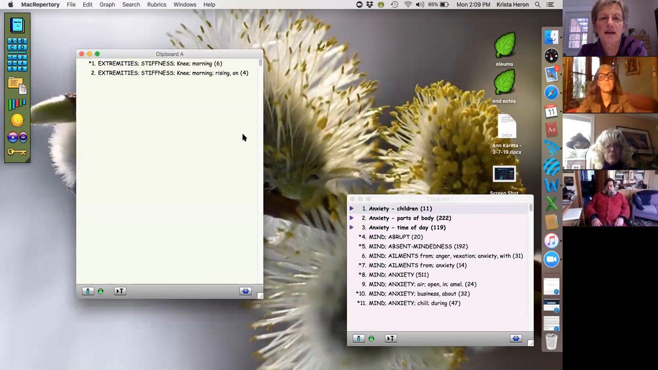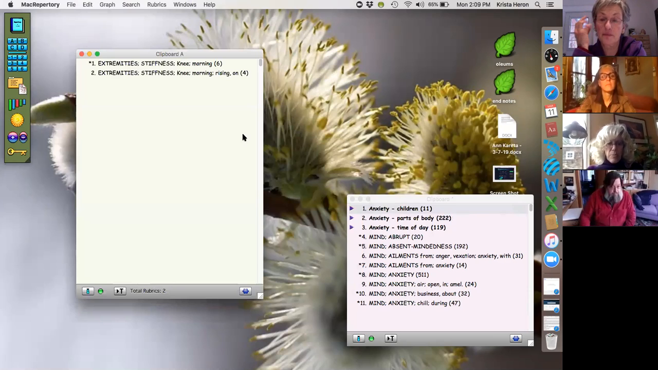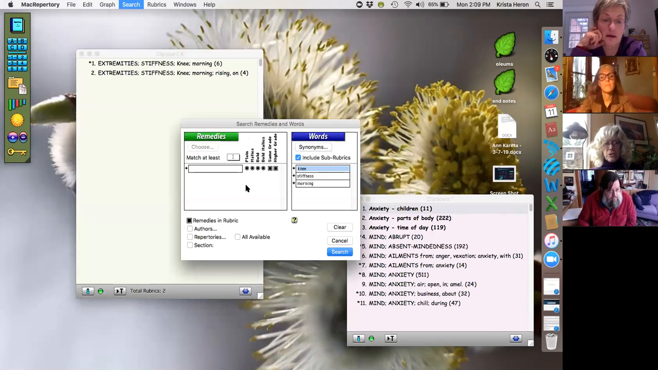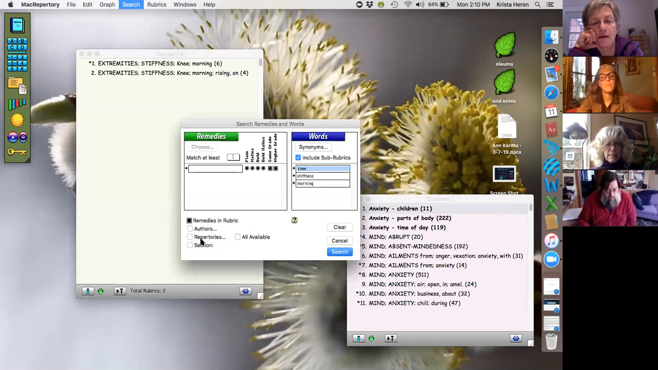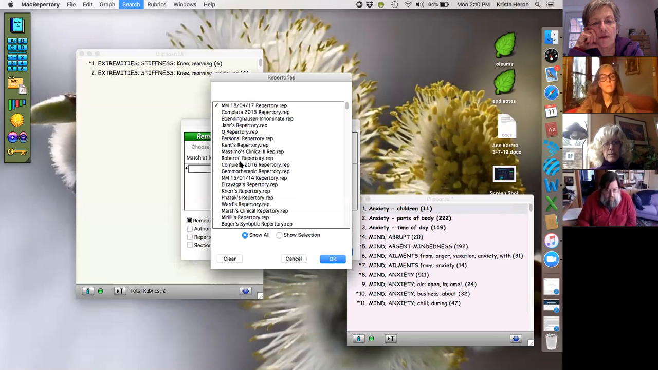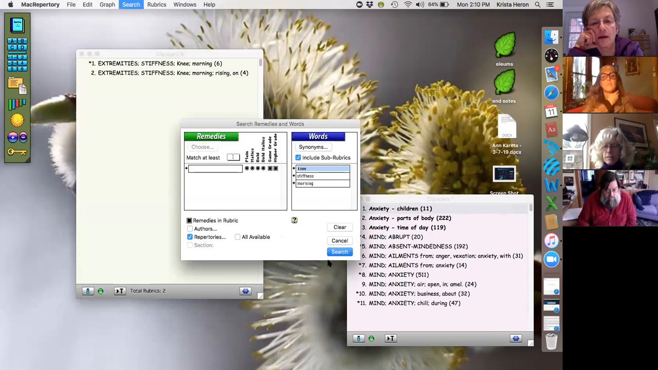You get 2. Now, if you were using Complete, you'd probably be getting a whole lot more rubrics, because at this moment we're limited to just Massimo's repertory. But you can change that. If you go back to the search and you click on this, see here where it says authors, repertory section. You can click on it and choose multiple things, and then it's going to look in all those.